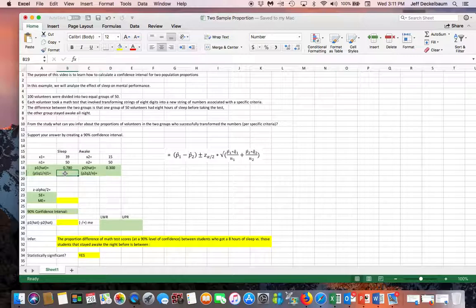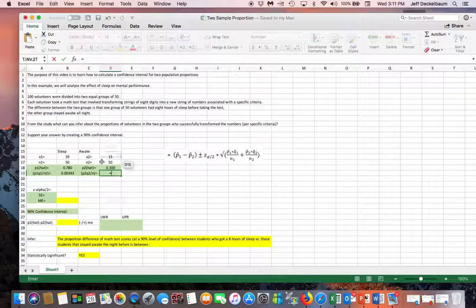We also need to calculate the standard deviation or standard error. So it's just equal to p hat times 1 minus p hat divided by n, and we get this term. And then we need to do the same thing for this sample, which is equal to p2 hat times 1 minus p2 hat divided by the sample size of 50.